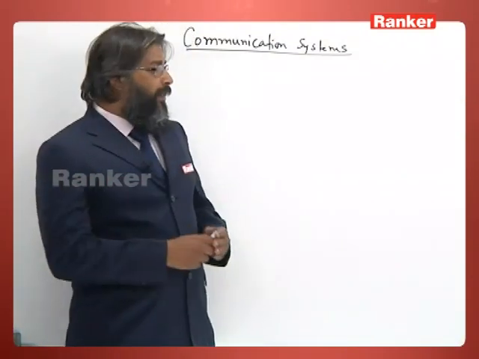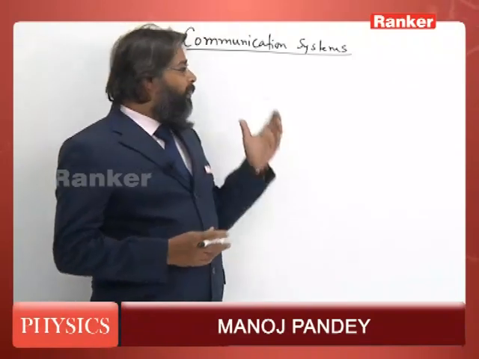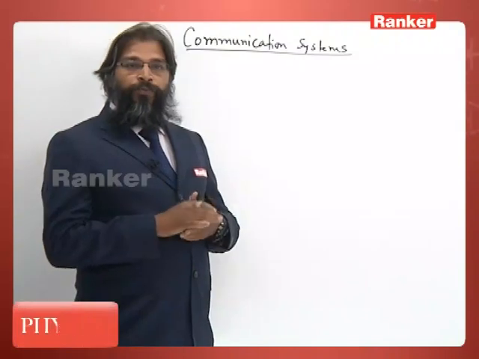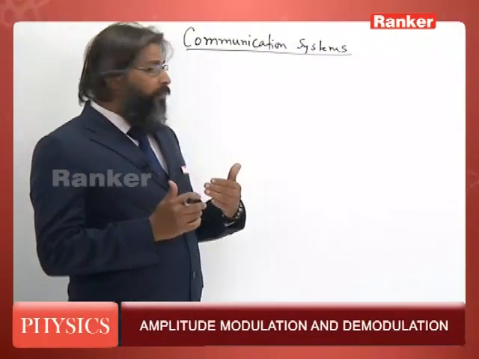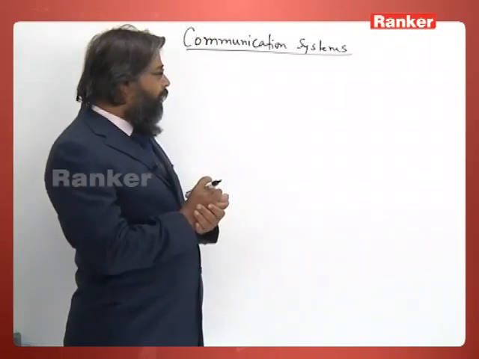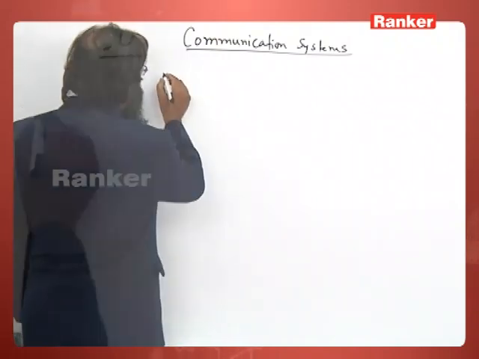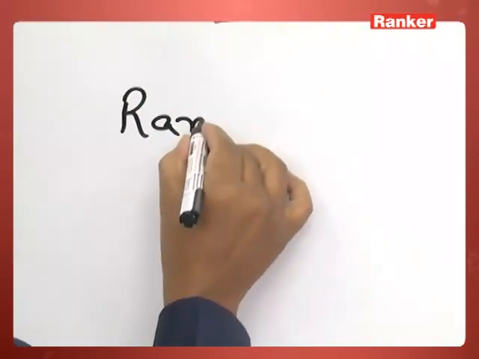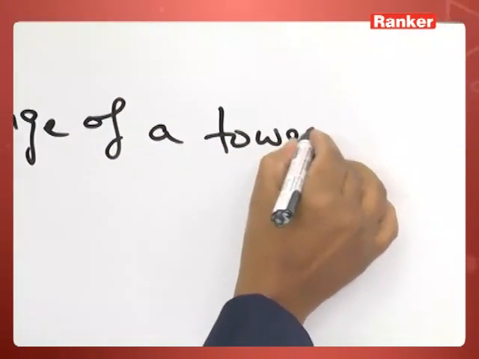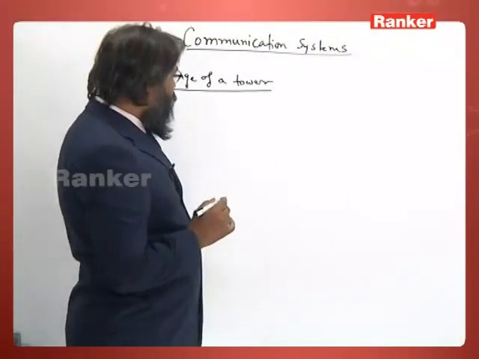So, today we will see some problems based on amplitude modulation and the range of line of sight communication. Let us first start with the calculation of the range of a tower which is used in line of sight communication.